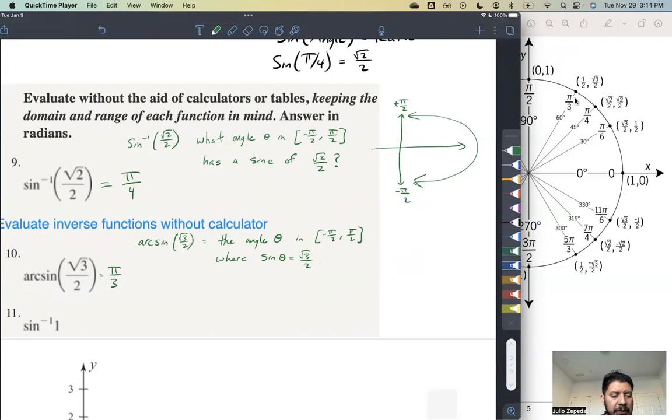For this last one, I'm not going to write it down, just to show how simple some of these problems are. Sine inverse of 1. Well, we say, oh, here's the y value of 1. So the answer is pi over 2. Didn't really take any work there, but we have to understand the stuff that I've written so far to help us find the answer.